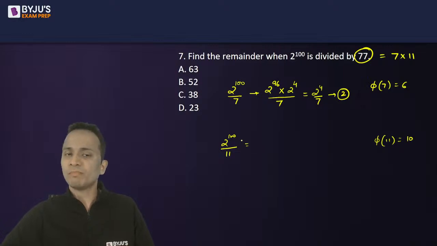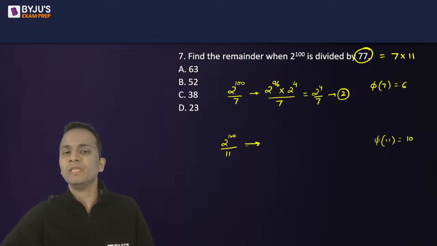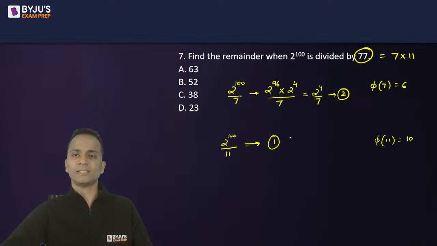So any power which is a multiple of 10 will give a remainder of 1. So here, 2 raised to the power 100. 100 is already a multiple of 10. So the remainder should be equal to 1 in this case.